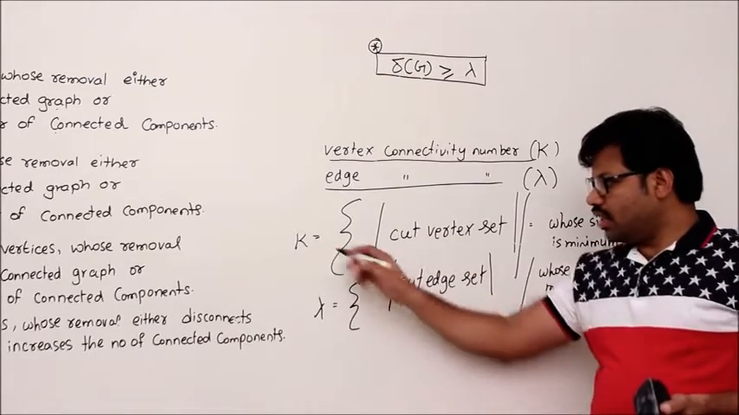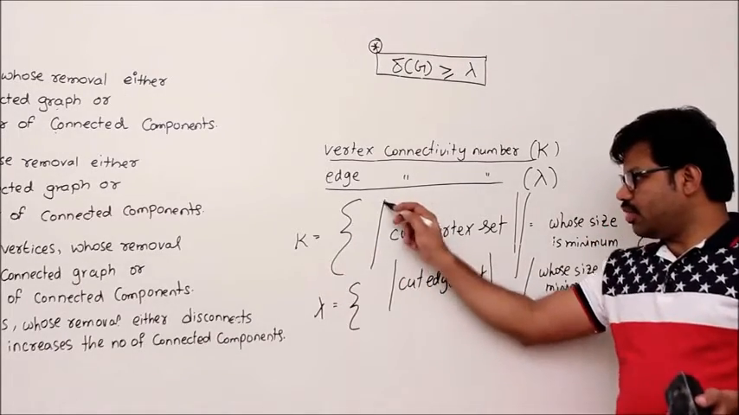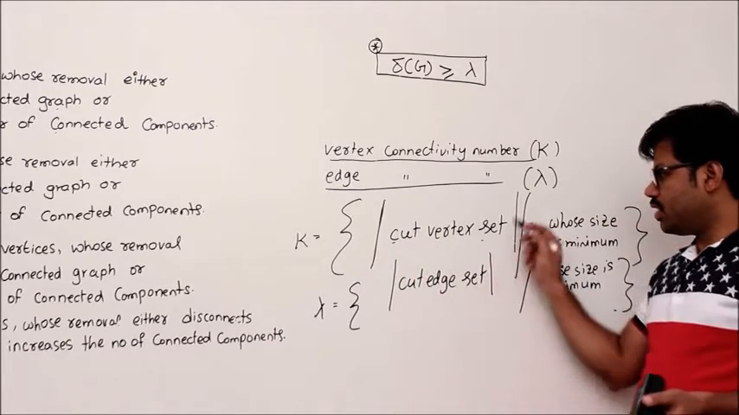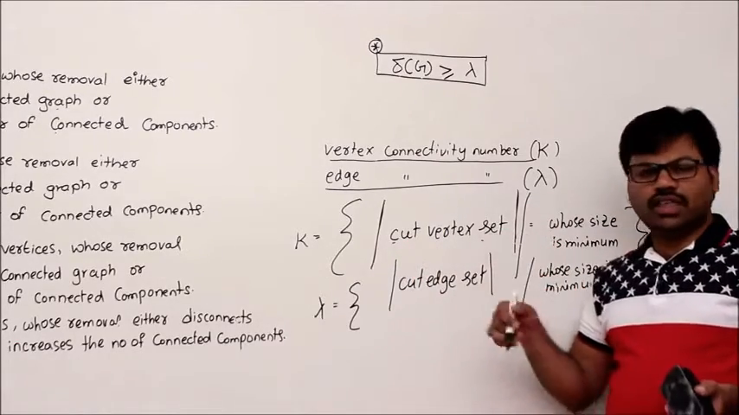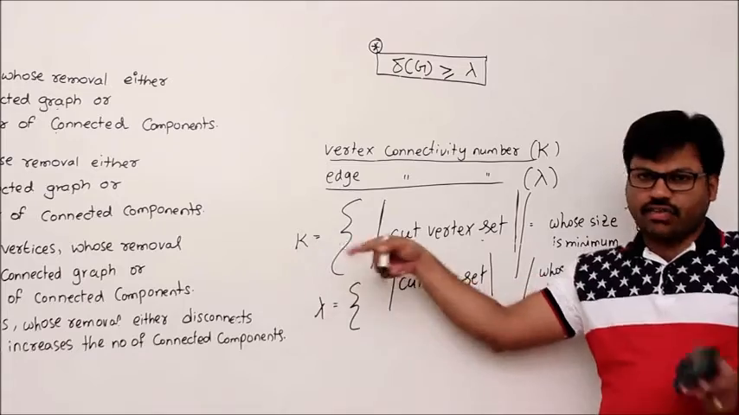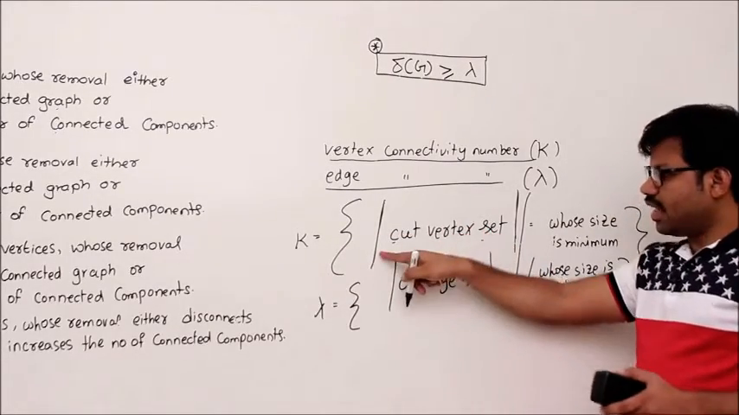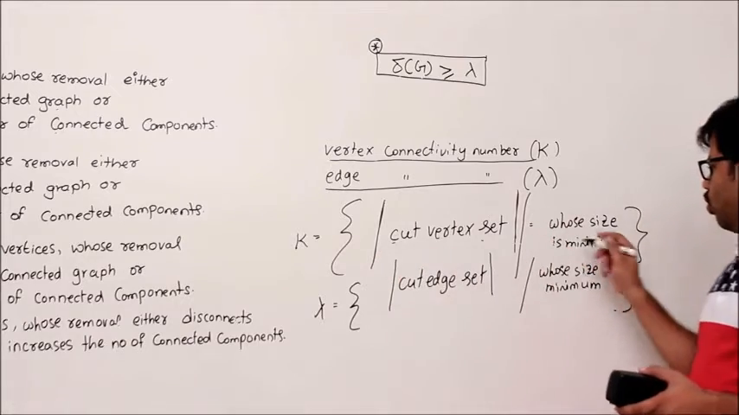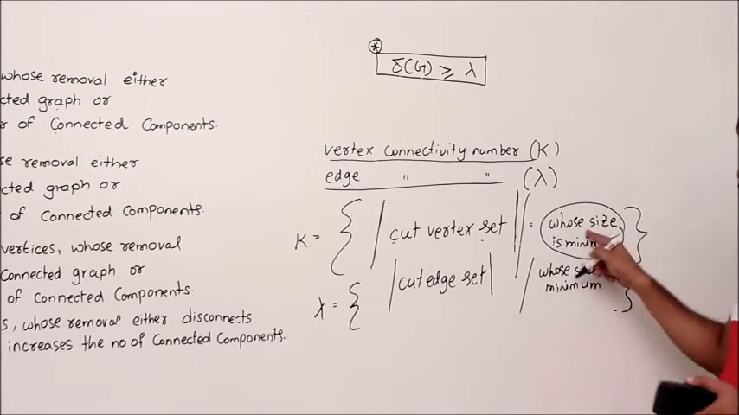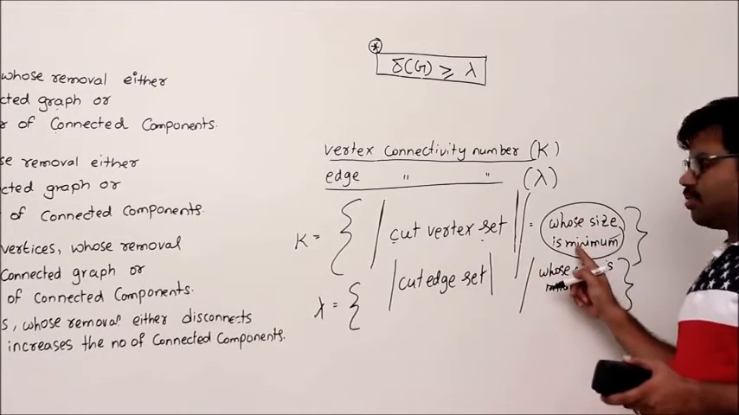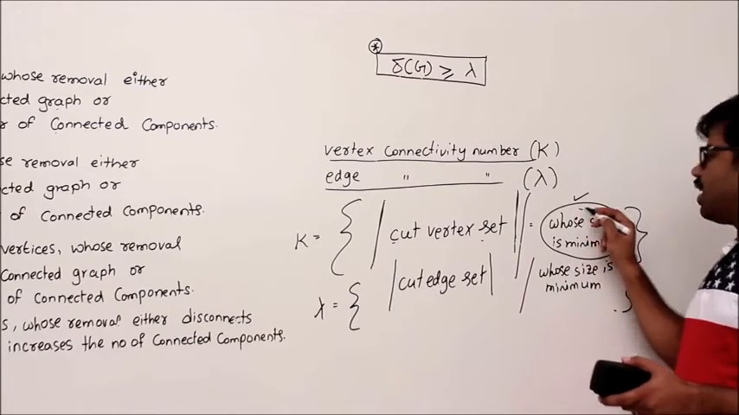Okay, K is a number. What is that number? The size of the cut vertex set. So what is a cut vertex set? A set whose removal disconnects the connected graph. But is it any cut vertex set size? No, whose size is minimum. So we have to pick a cut vertex set whose size is minimum. That's why we have written a condition here.